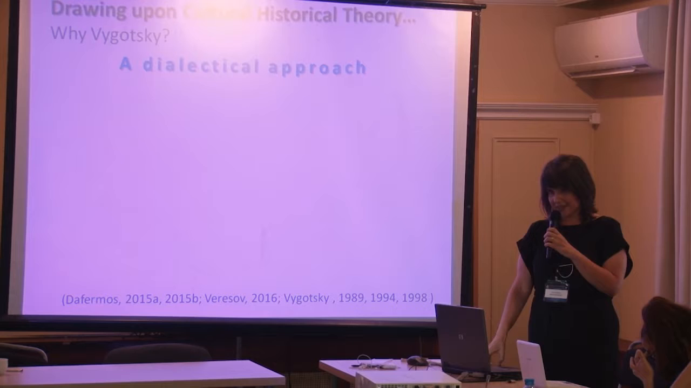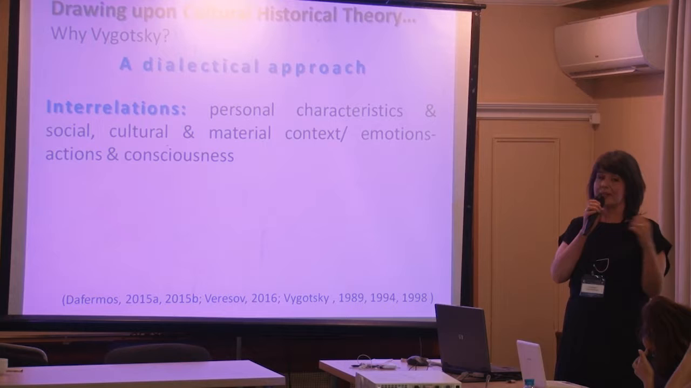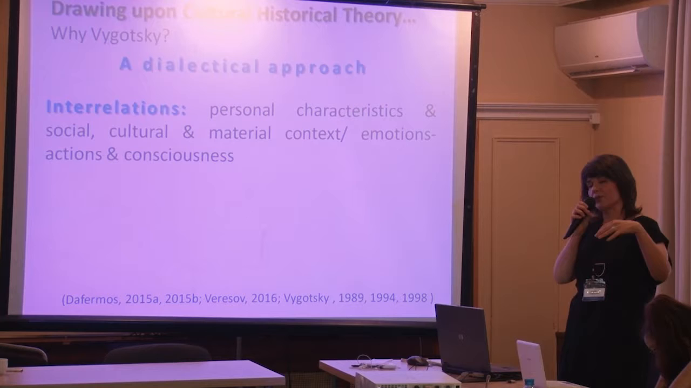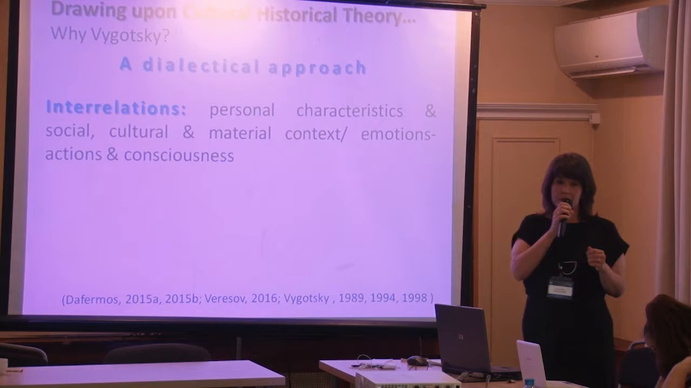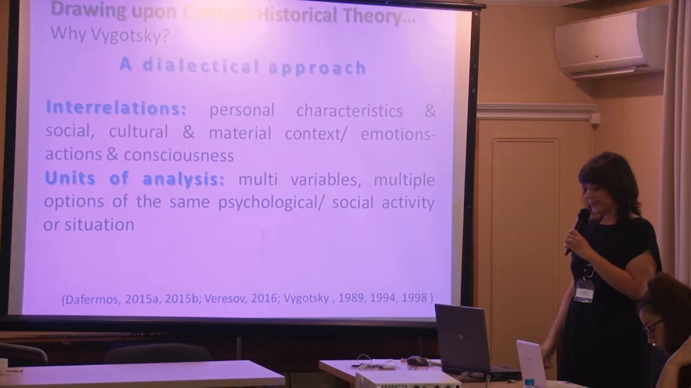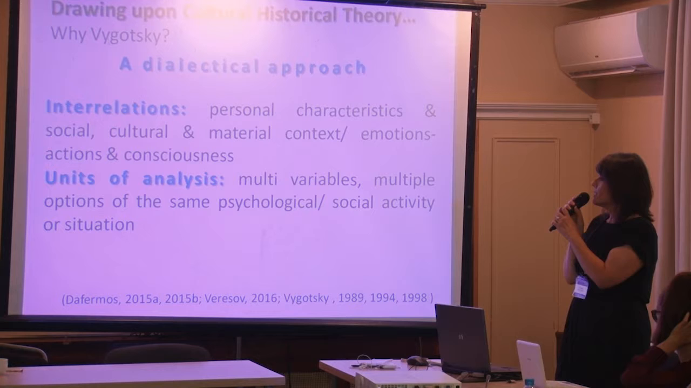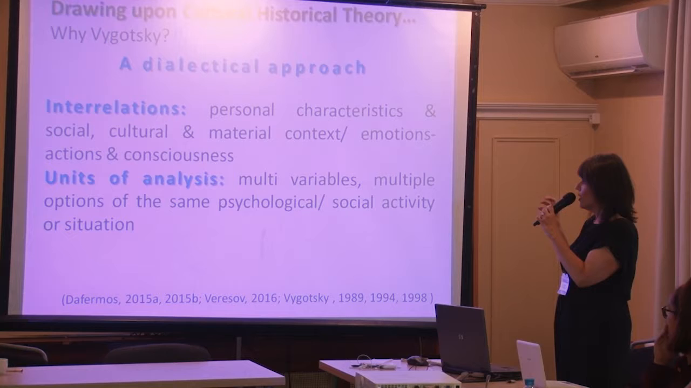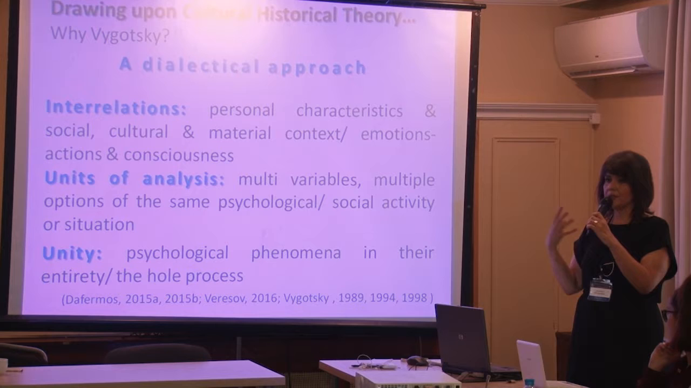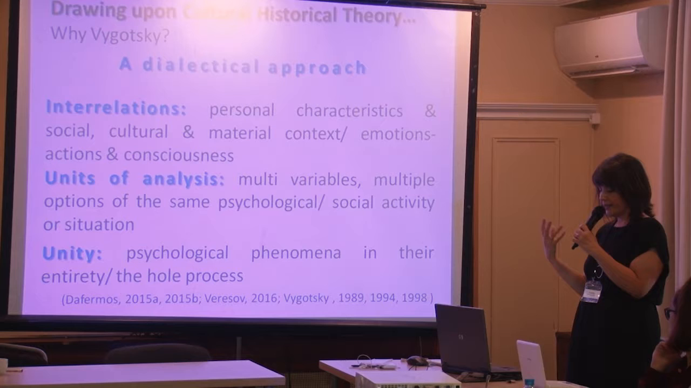When we talk about interrelations, we mean that we are trying to find interrelations between the child characteristics and the characteristics of the child in the social, material and cultural context. We are also trying to find interrelations between the emotions, the actions, and the consciousness of the child. We are also trying to use units of analysis rather than elements of analysis, which means that we are trying to get access from multiple variables, multiple options of the same psychological phenomenon. And last but not least, we are trying to do that in a unity, to approach the psychological phenomena as a whole process, in their entirety.